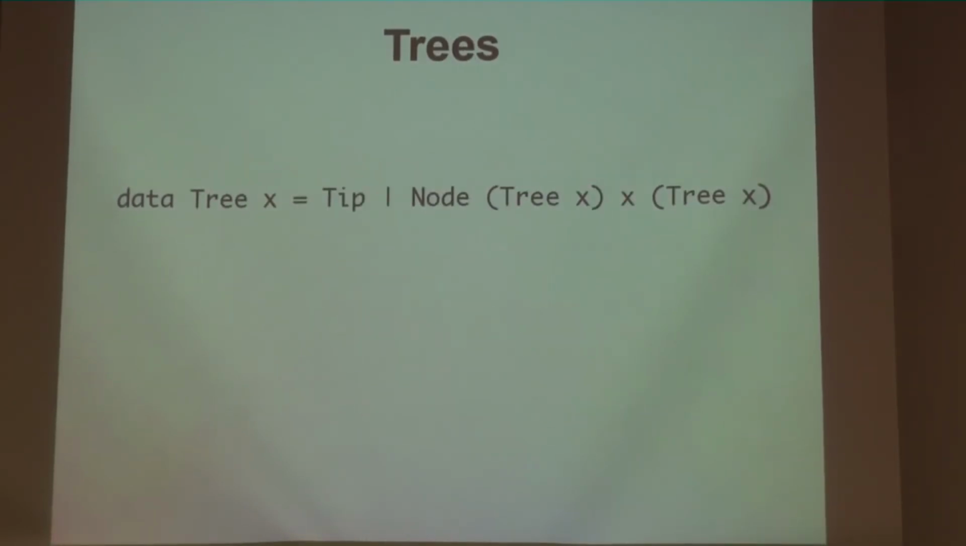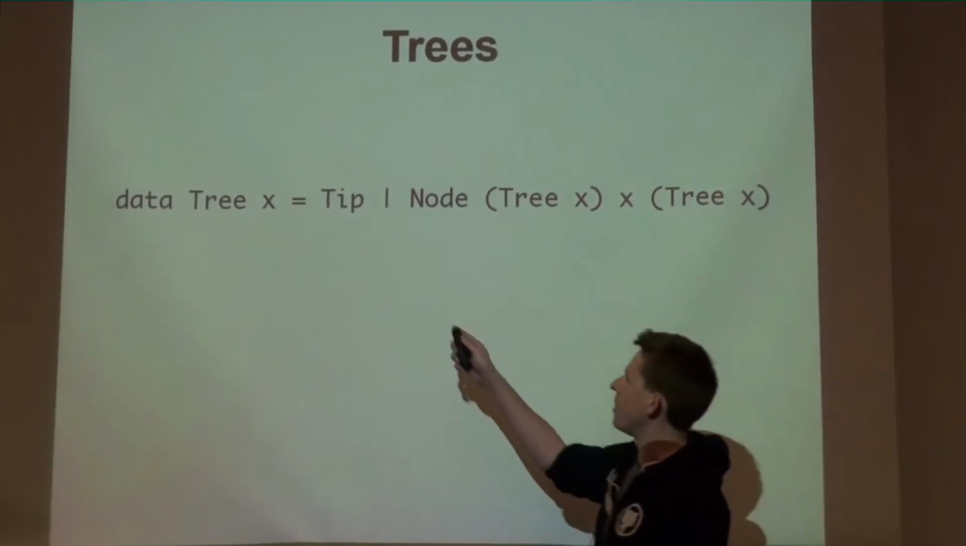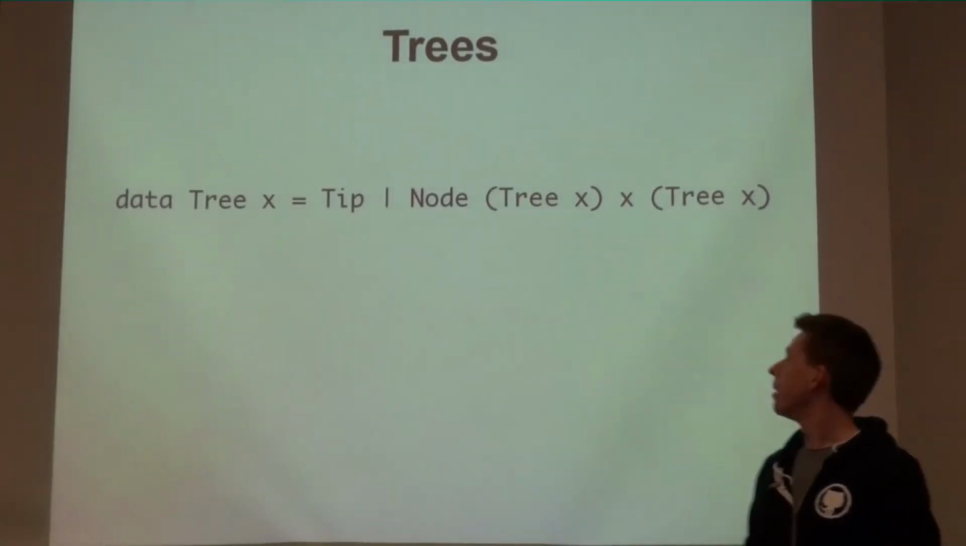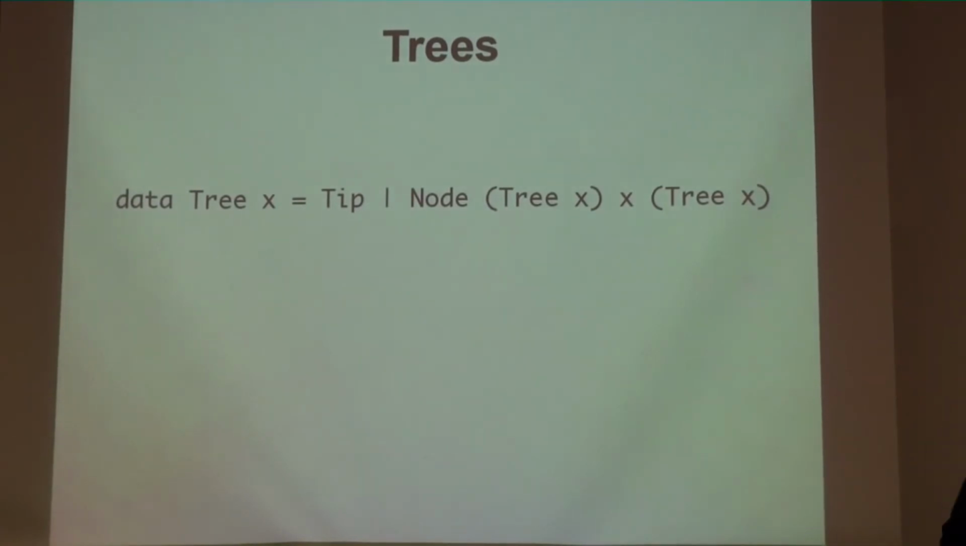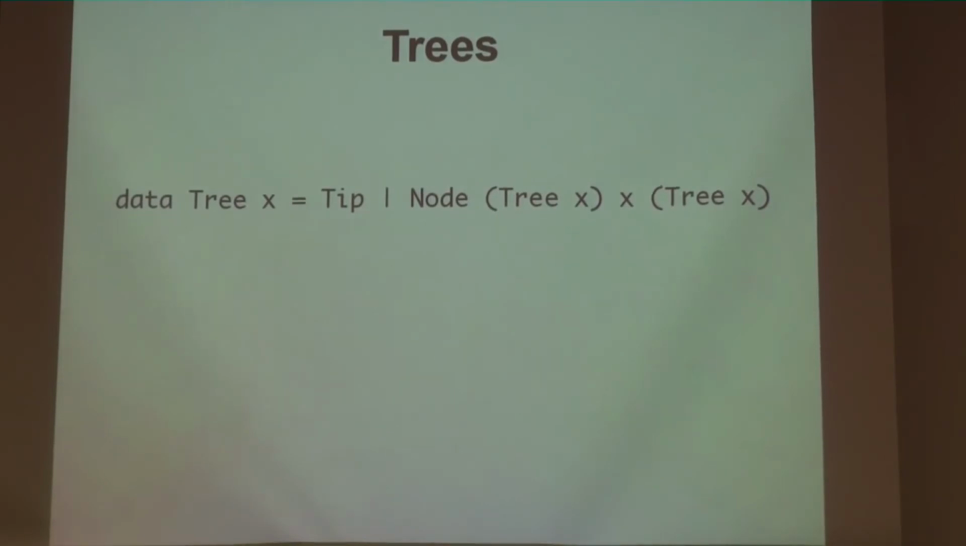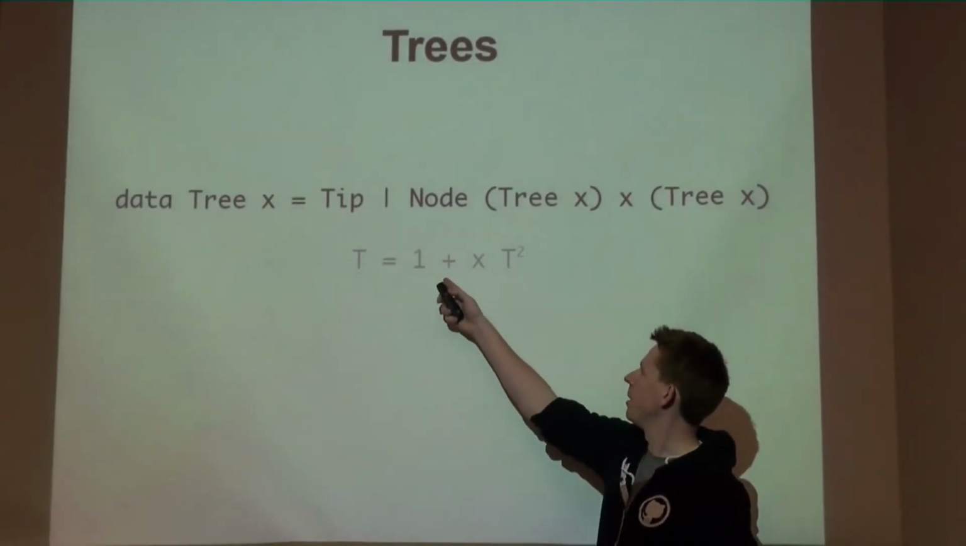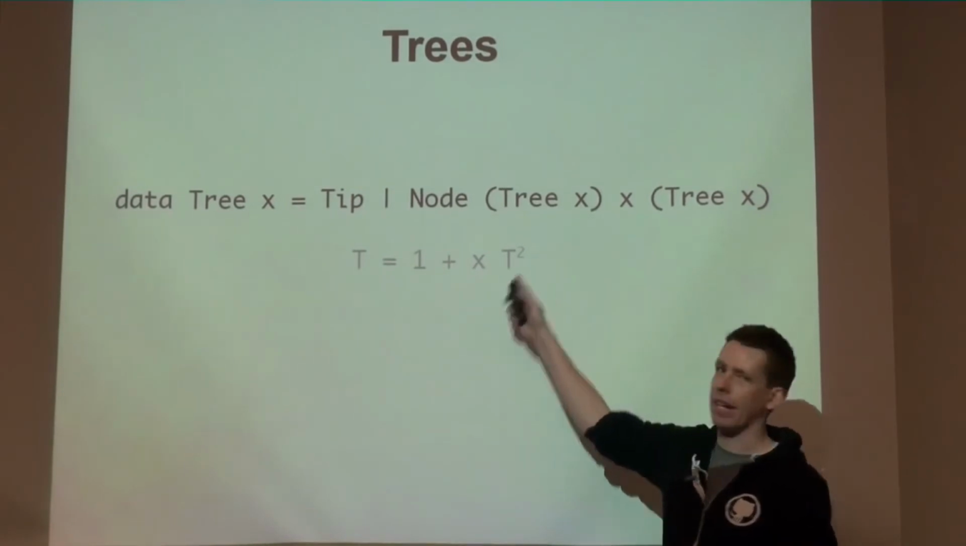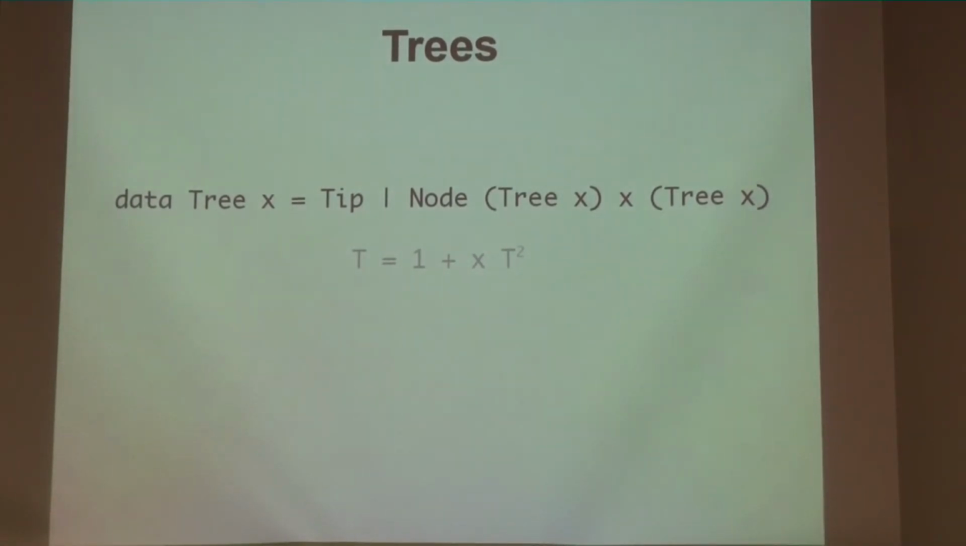A slightly more complicated example is trees. So we're going to have a binary tree which has empty leaves and its values at the nodes. So that's either an empty tree, which we call the tip of a tree, or it's a node, which has a value x and a left tree and a right tree. So translating this into algebra, we can write that T is 1, which is the empty tree, or it's a value x and two other trees. So I could write T times T here, but I'm just writing T squared.